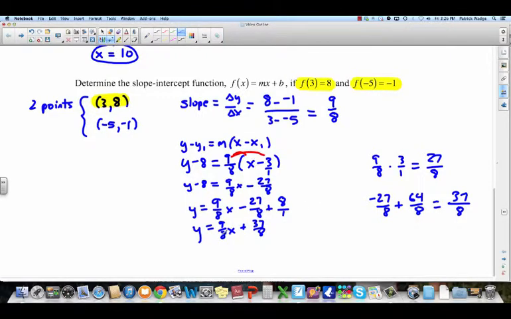That's a slope-intercept equation. If we want to write it as the slope-intercept function, what's the only thing different? Very easy. The only thing we have to change is this y should become an f of x. So f of x equals 9 over 8x plus 37 over 8, and we're finished. And I apologize for the crazy fractions in that question. Okay, there you go. A couple graphs on the next page.